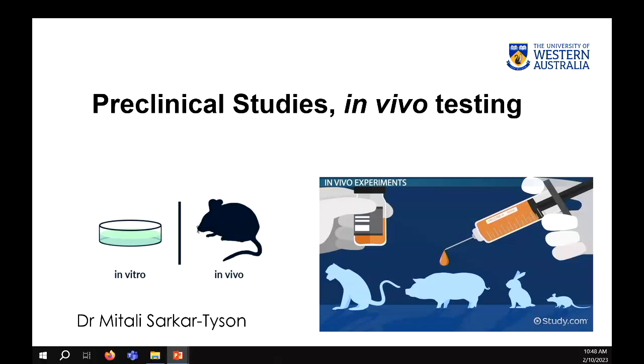So preclinical studies, in vivo testing. In the past 30 odd years, in vivo testing and using animals in experiments, there's been a real clamp down on it, and the whole ethics behind it is a lot. And so you have to have a very good reason why you want to work with animals. You have to have an appropriate model. You have to ensure that your numbers are correct, and you have to make sure that you're making the most out of all experiments.